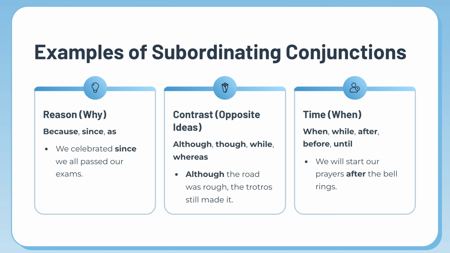Next, we have contrast, opposite ideas. Examples include although, though, while, and whereas. Although the road was rough, the trotros still made it. This shows two ideas that oppose each other. The road was rough, but the trotros still moved.